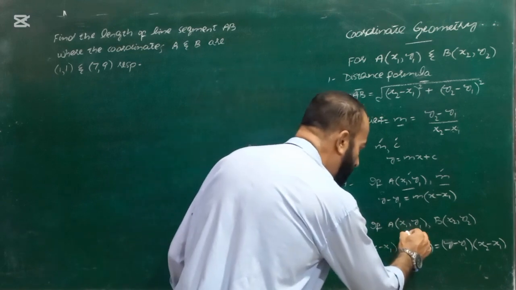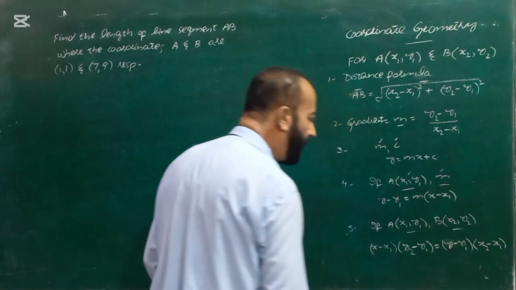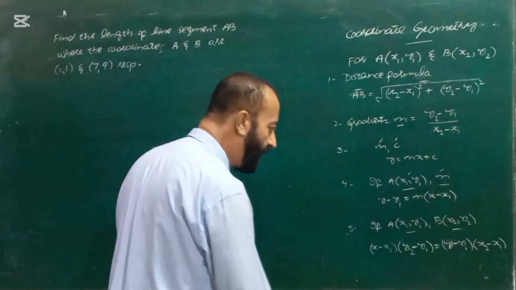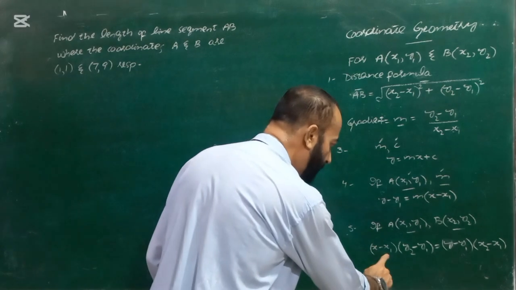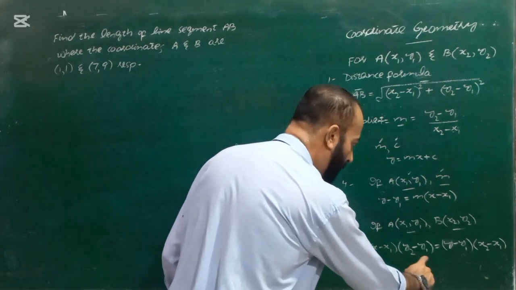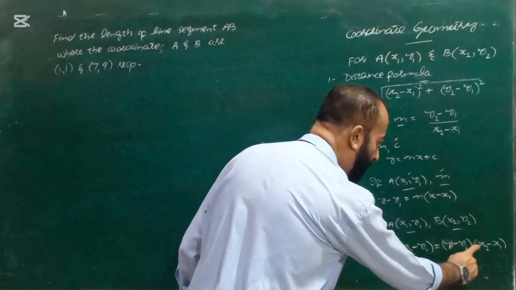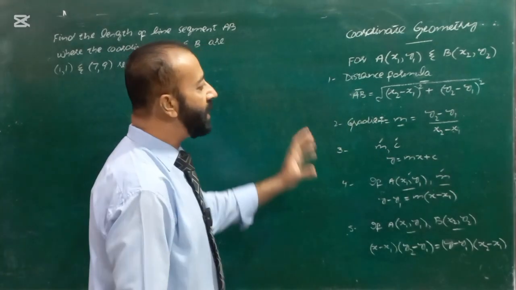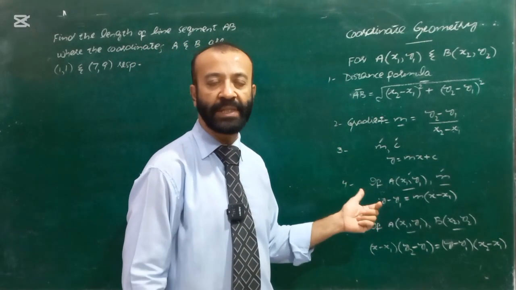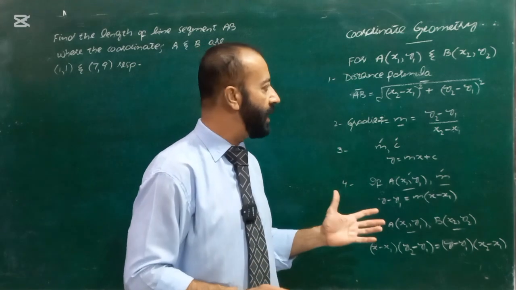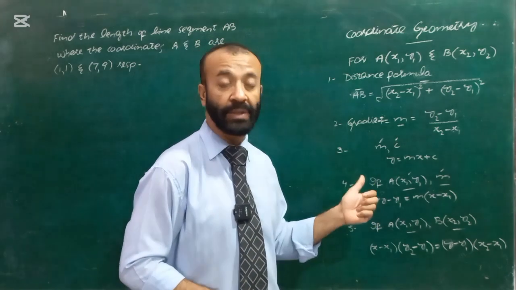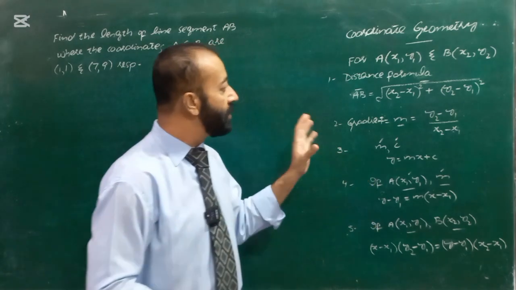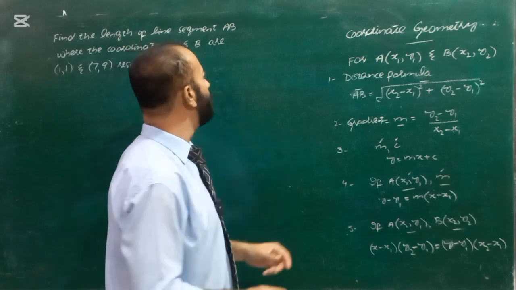And if we are given 2 points, then to make the equation of the line, the formula will be x minus x1 into y2 minus y1 is equal to y minus y1 into x2 minus x1. So these are the formulas and concepts which you need to understand and learn first before doing the question. So now we are going to do a question.